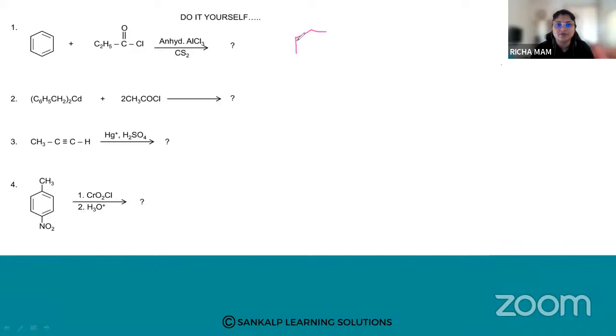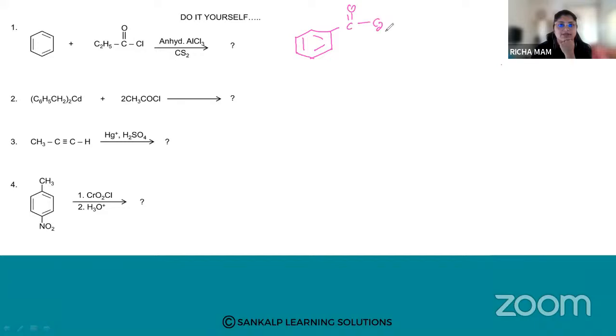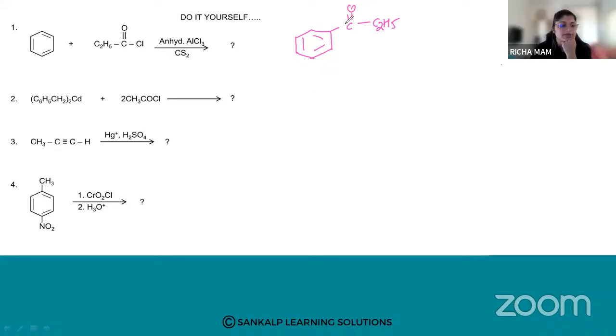First one, benzene, then single bond C, double bond O, then single bond C2H5. So this is the product obtained plus HCl. This is a Friedel-Crafts reaction. The rest of the questions are the same. Okay, fine.